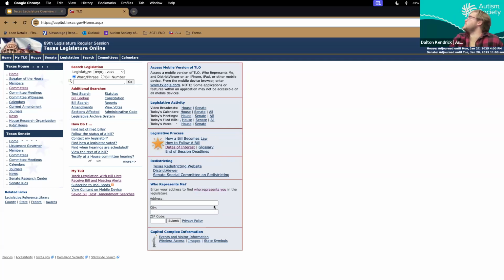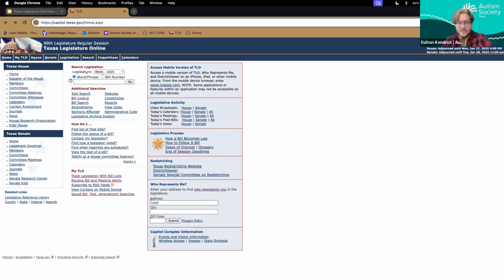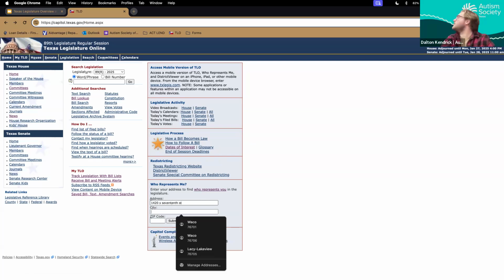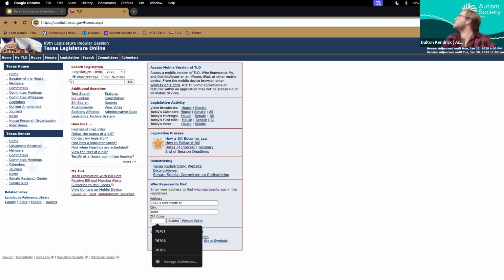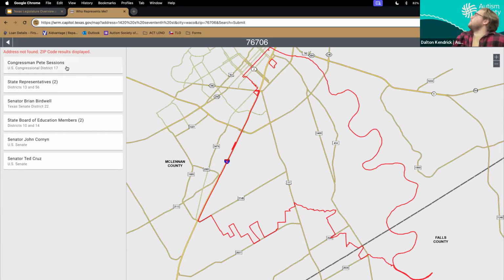Let's see. And then down here, you have what's called Who Represents Me. This is a great tool if you don't know who your representatives are. So I'm actually going to look up 1420, I'm using a Baylor address, 17th Street, Waco. What's the zip code on this? 76706. So I hit submit. This will bring up, oh, it's gonna be a little weird.